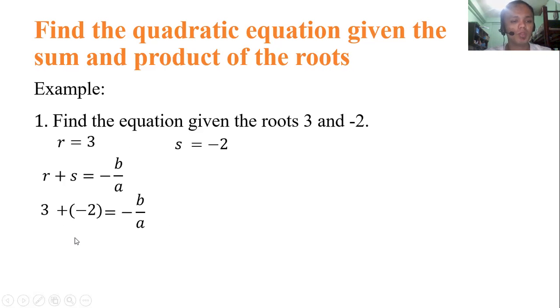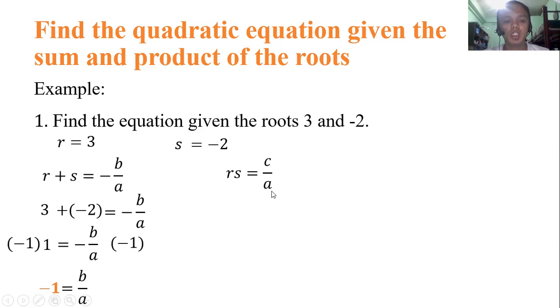3 plus negative 2, we have 1 equal to negative B over A. Now, multiply natin both sides by negative 1 para maging positive to. So, negative 1 times 1 is negative 1 equal to B over A. Okay? Next, for the product naman, RS equal to C over A.